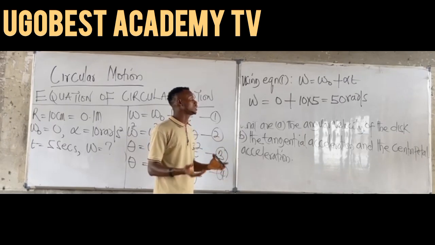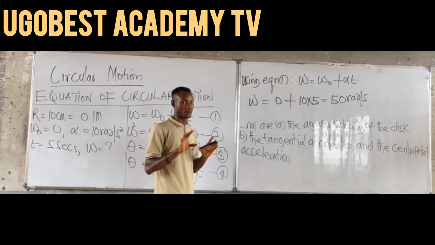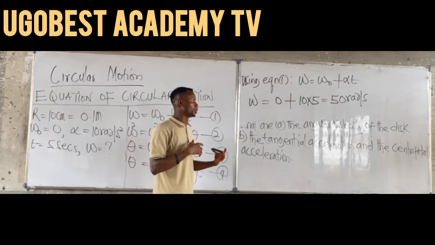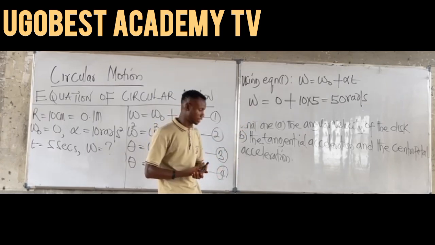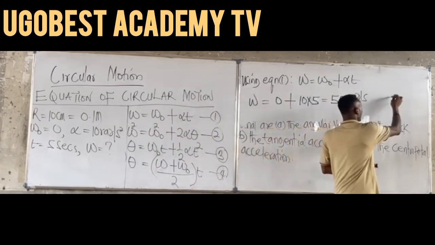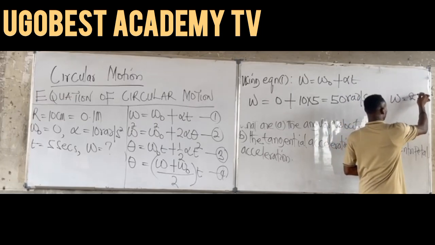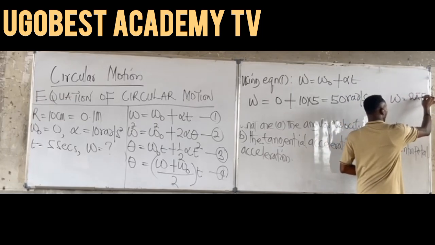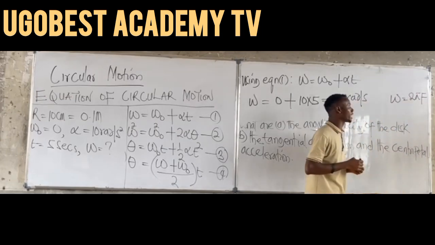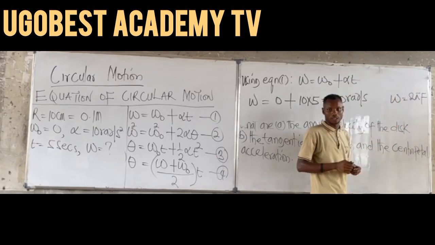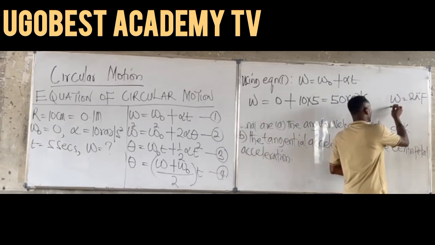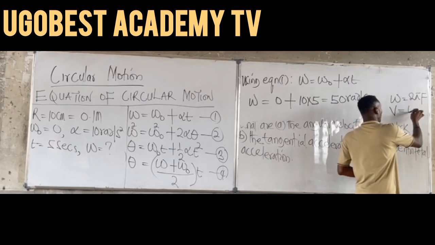Okay, please listen to me. If you are relating omega with frequency, you call this omega angular frequency, just like in this equation here: omega is equal to 2 pi f. At this point, I'm relating omega with what? Frequency. So I will call this omega what? Angular frequency.